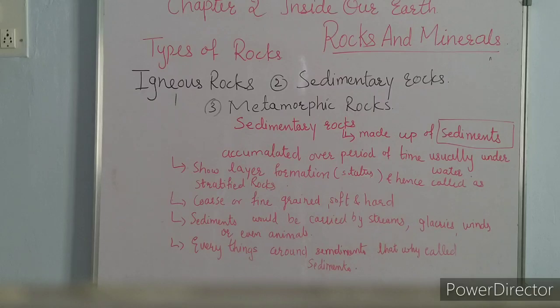Then we'll come to the next point, that is sedimentary rock. Sedimentary rocks are those rocks made up of sediment accumulated over a period of time, usually under the water. That means these rocks are mostly under the water. They have a lot of absorbed water in them, and they usually stay under the water for a longer time.